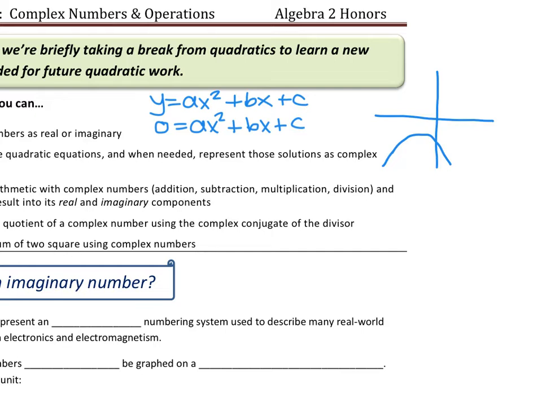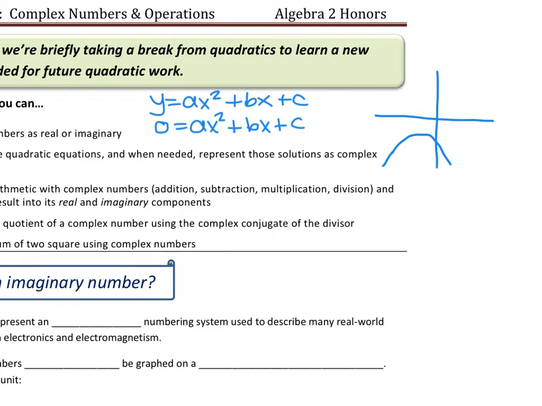When I first introduce this concept, I tell students, think about an imaginary friend. A young person may or may not have an imaginary friend. This friend isn't real, but it's somebody that this young person talks to. It's kind of like that. So these solutions are not real. They will not touch a real number line, and we call them imaginary.